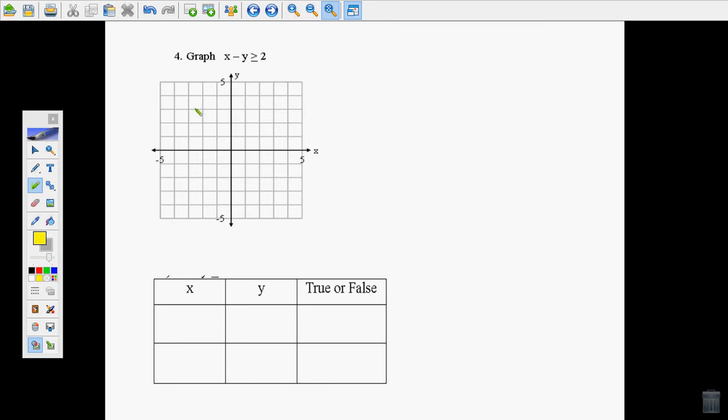Okay, so to start with, this one is not in slope-intercept form. So the first thing we want to do is rearrange this and get it in slope-intercept form. So your first step is going to be to move the x over with the 2. So when you do that, you're going to have negative y greater than or equal to negative x plus 2. Okay, we're not quite in slope-intercept form yet because there's a minus sign in front of that y. What do you do to get rid of the negative sign that's in front of that y? Okay, you're going to divide everything over here by negative 1.